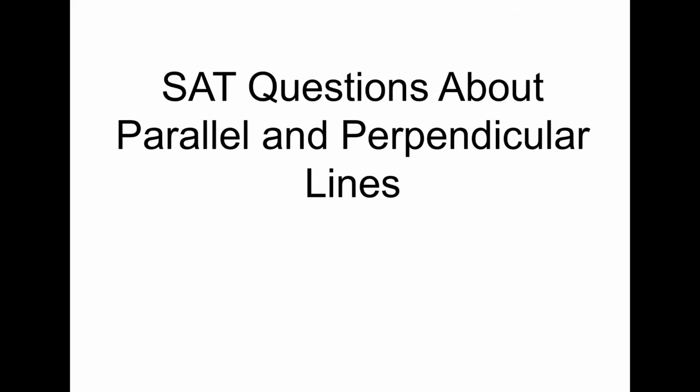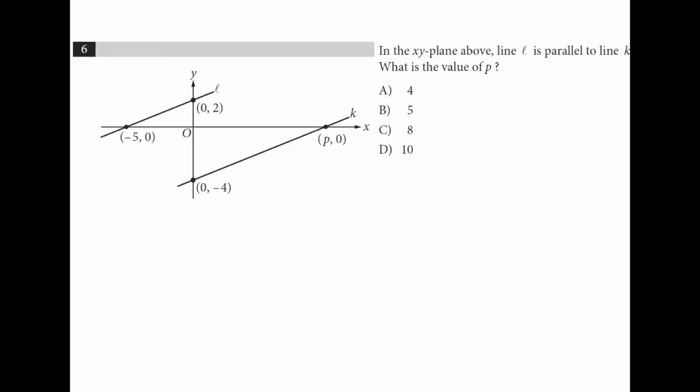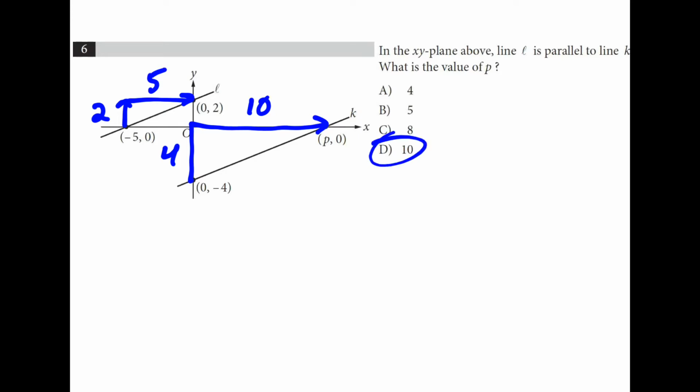This video will go over the SAT questions from Chapter 3, mostly about parallel and perpendicular lines. In this first problem, these two lines are parallel. So if we think about rise over run, we are rising 2 and running 5. In this other example, we are rising 4, so we double the 5 as well, and we're running 10, which means that P is going to be 10.